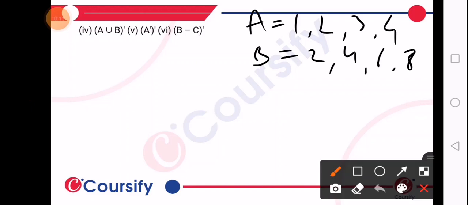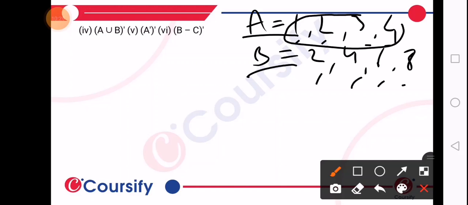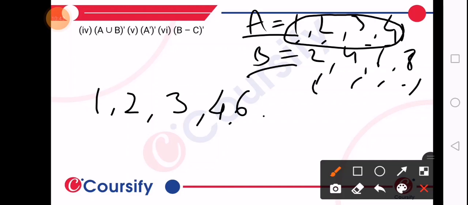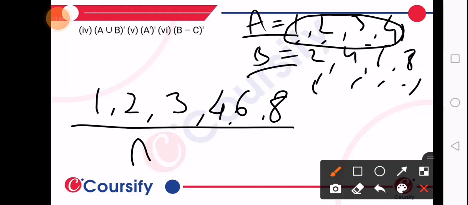A union B complement. Now the union between A and B, we have 1 2 3 4 and 2 4 6 8. We have a set of numbers that is starting from 1 ending till 4, and even numbers starting from 2 ending till 8. The union of the given set A union B would be 1 2 3 4 6 8. This is none other than A union B.